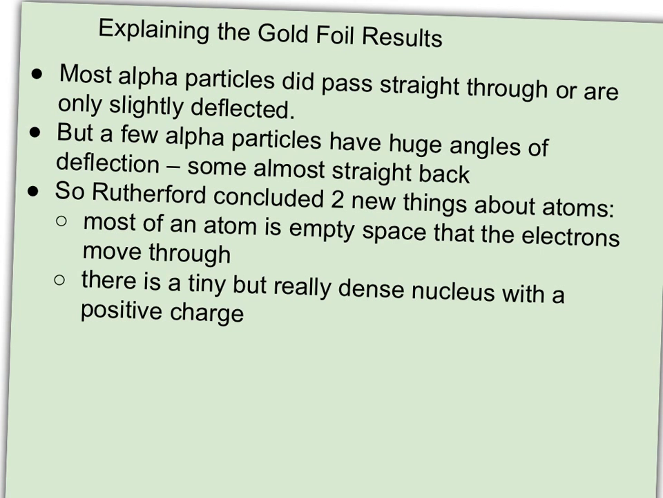So how did he explain that? Well, he came up with the idea that there must be two things going on, that most of an atom is empty space that the electrons move through. So the plum pudding idea is partially right, but what Thomson didn't know is that there's also a tiny, really dense nucleus in the center. And that would mean that most of those alpha particles went through the empty space area of the atom, but a few of them hit that nucleus, and when they hit that nucleus, that's what made them bounce straight back.